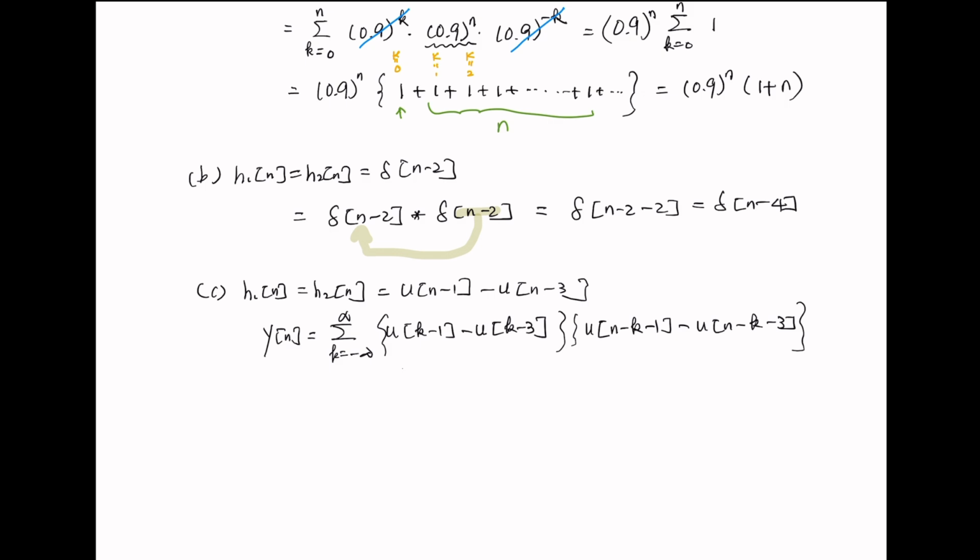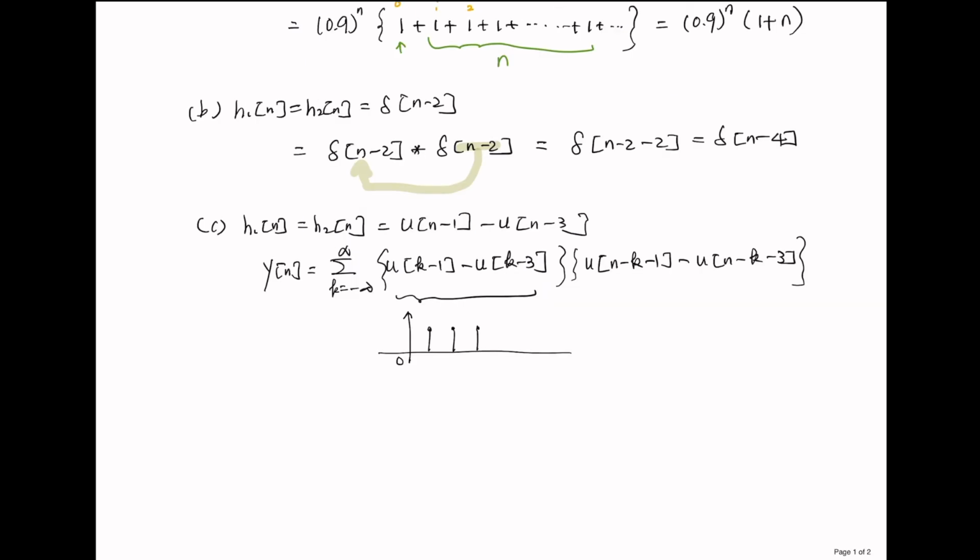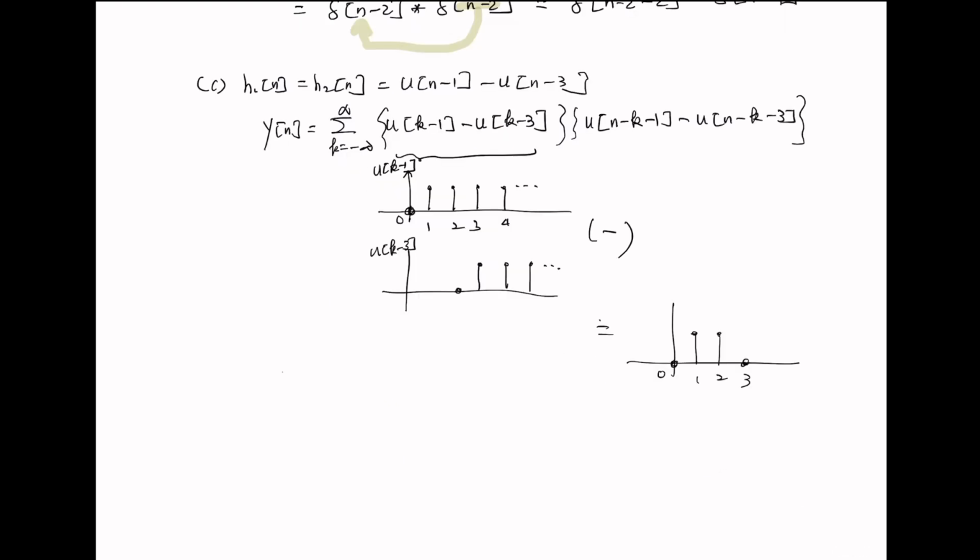Now, when we look at this portion, we have u of k minus 1, and then we're going to have u of k minus 3, and if you subtract that, we end up getting this. Therefore, we're going to say y of n equals, we're going to use this as the upper bound and lower bound, then the summation k goes from 1 to 2. Now we have u of n minus k minus 1 minus u of n minus k minus 3.